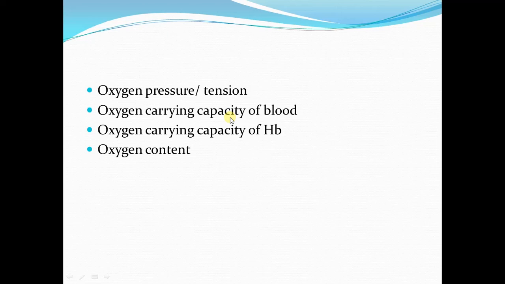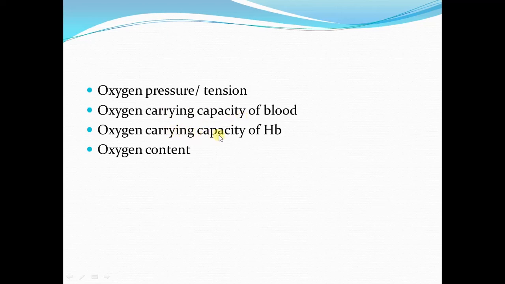In the previous lecture, we studied that oxygen is transported in the blood in two forms: in combination with hemoglobin, which is known as oxy-hemoglobin, and in dissolved state in the plasma. So the total amount of oxygen carried in each 100 ml of blood in both forms, that is oxy-hemoglobin as well as dissolved state, is the oxygen carrying capacity of the blood.